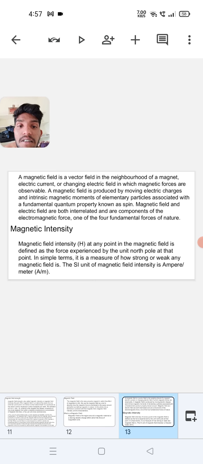Magnetic field intensity H at any point in the magnetic field is defined as the force experienced by the unit north pole at that point. In simple terms, it is a measure of how strong or weak any magnetic field is. The SI unit of magnetic field intensity is ampere per meter.